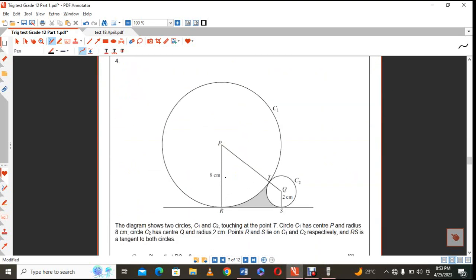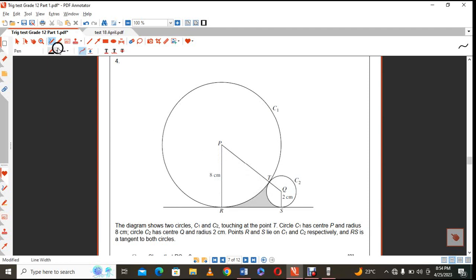Question 4 is the last question that I gave in the test. It's also circular geometry. This one says the diagram shows two circles, and I have C sub 1, that represents the big circle. The small circle is C sub 2. As you can see, both circles touch at the point T. Circle 1 has the center at P and the radius is 8.